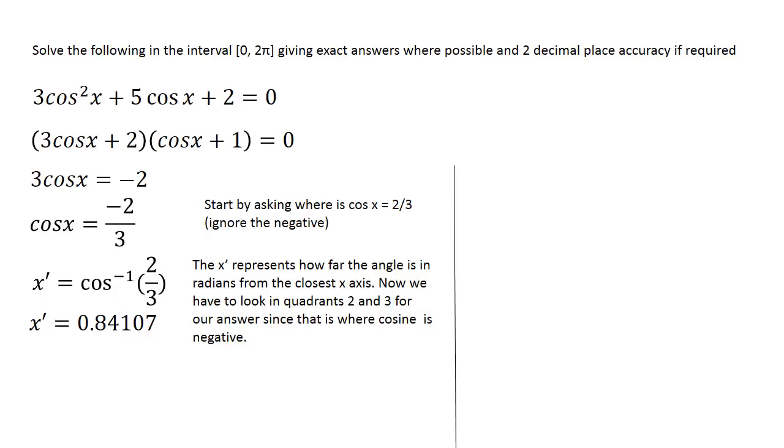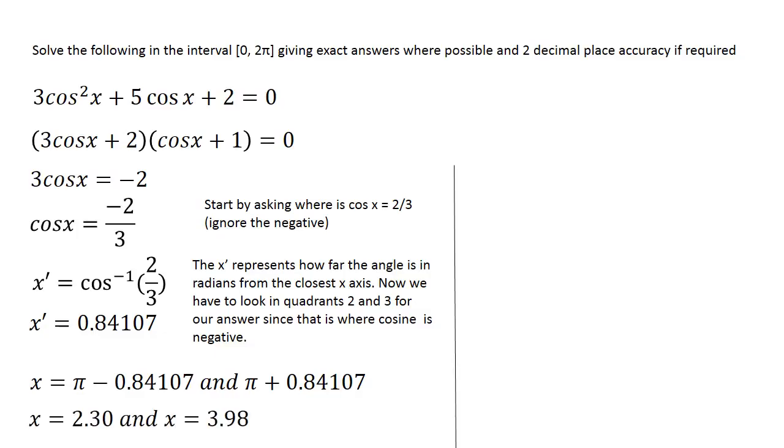For the third quadrant, I'm going to be taking pi plus the 0.84107. So there you go. Plus and minus 0.84107 gives me the two angles that I need using the deviation that I got from the calculator. And there are the two answers rounded to 2 decimal places, which is the accuracy that was required. Let's go on the other side.